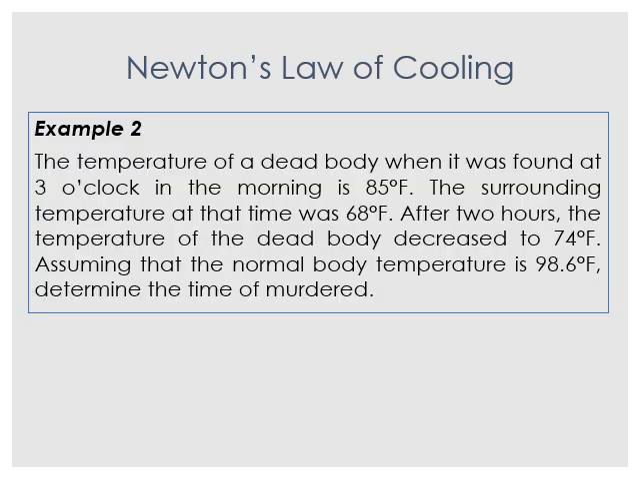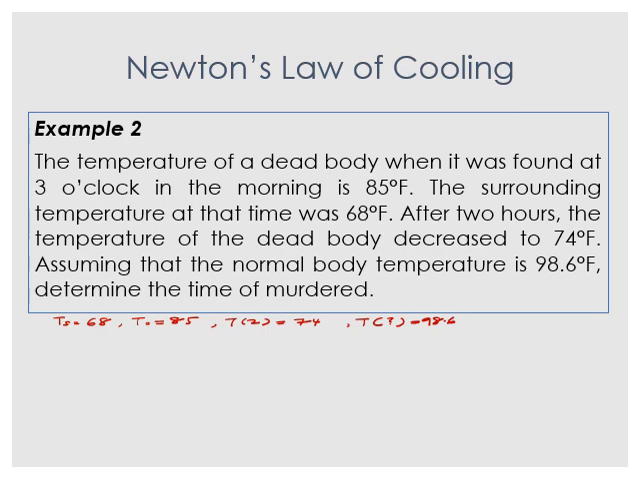So now example 2. The temperature of a dead body when it was found at 3 o'clock in the morning is 85 degrees Fahrenheit. The surrounding temperature at that time was 68 degrees Fahrenheit. After 2 hours, the temperature of the dead body decreased to 74 degrees Fahrenheit. Assume that the normal body temperature is 98.6 degrees Fahrenheit. Determine the time of the murder. So it asks for the time of the murder.